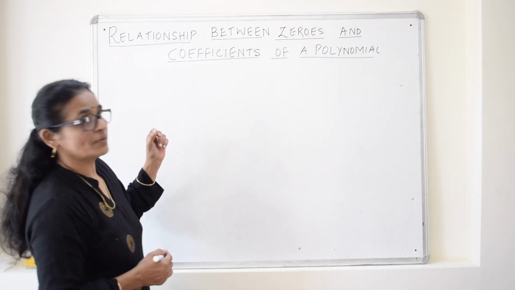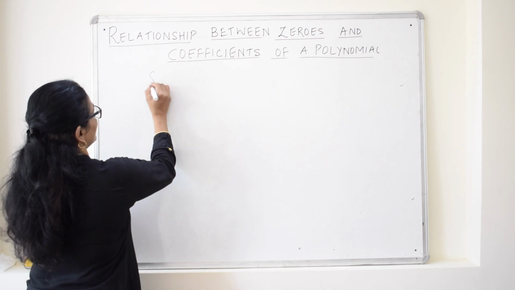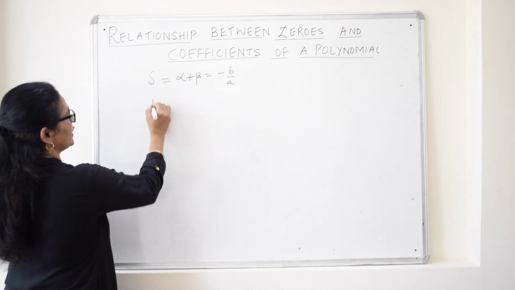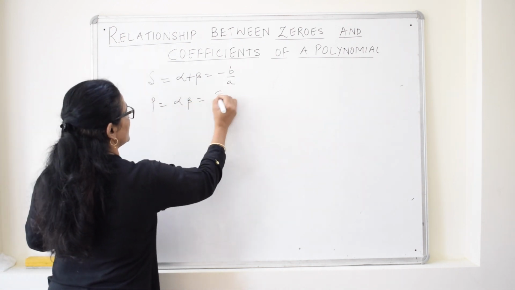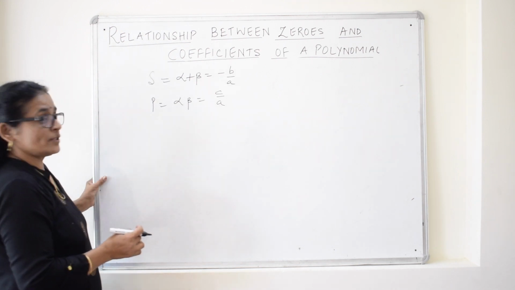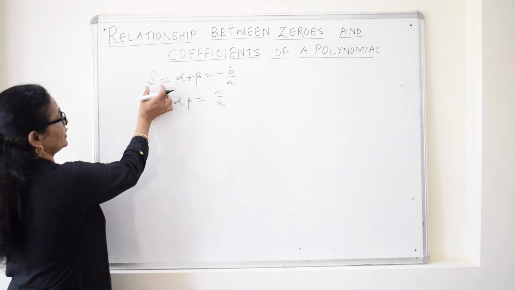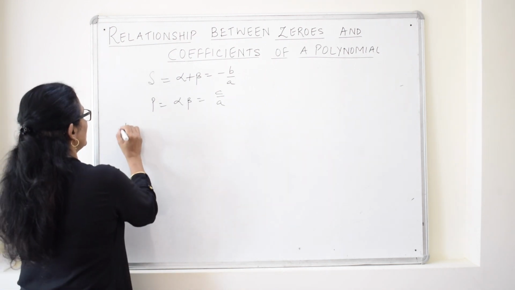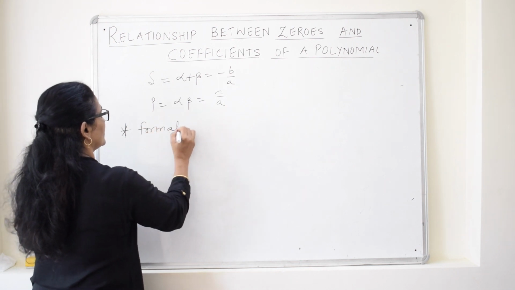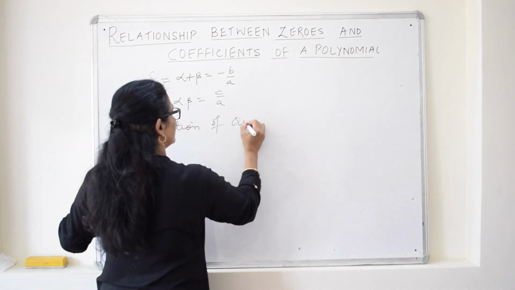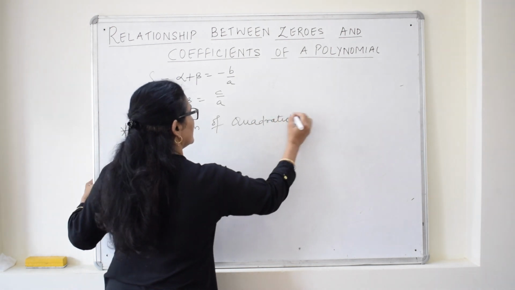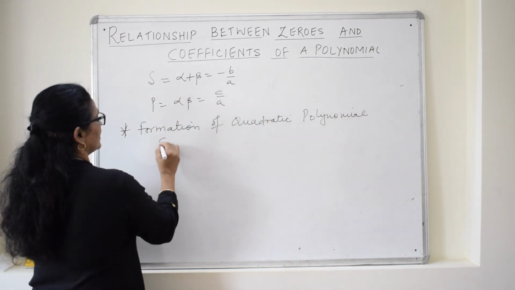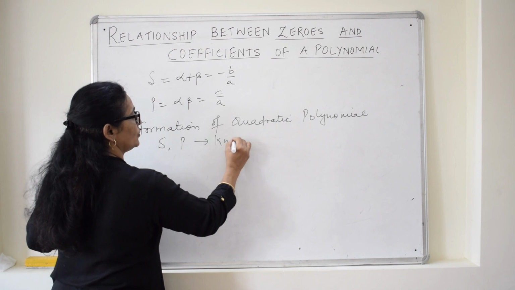On the basis of the relationship we have seen for a quadratic polynomial, the sum, that is alpha plus beta, is equal to minus b upon a and the product is c upon a. We can also form a quadratic polynomial when the sum and the product of the zeros are given to us. Meaning the formation of a quadratic polynomial if the sum and product are known to us.